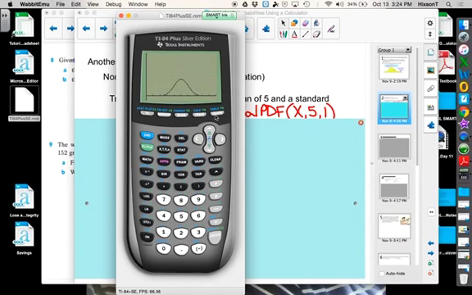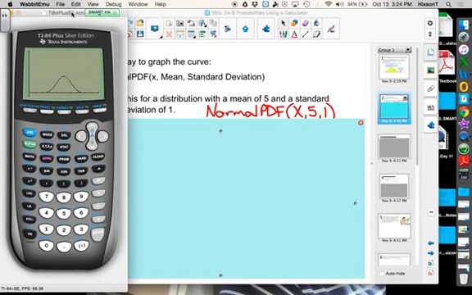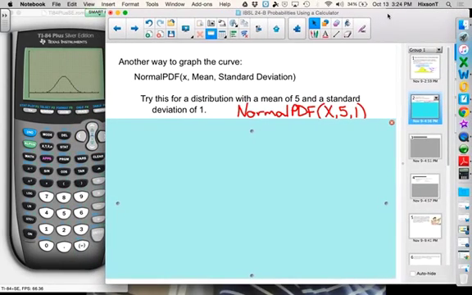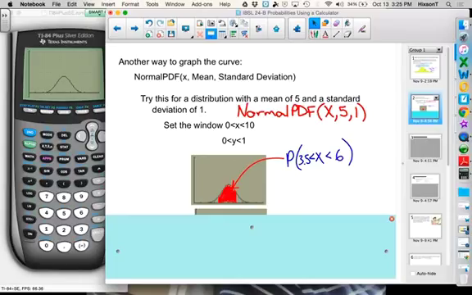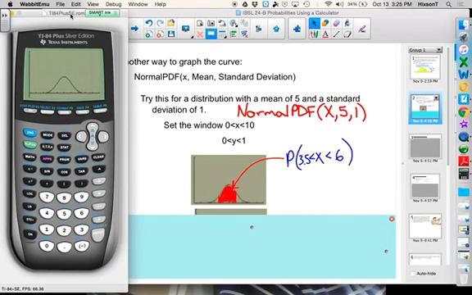All right, so that's the graph. Now, let's think about this. Let's say I wanted the probability that a random variable is between 3.5 and 6. Notice here, I have my windows set. This is what you should see without the shading, obviously. To calculate that area, like I said, we're going to use an integral.